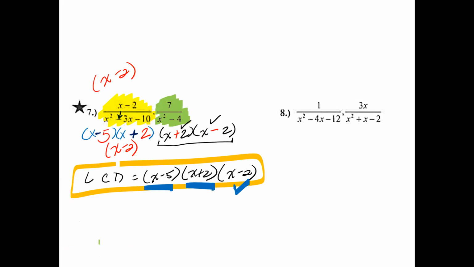Now let's take a look at my green fraction. In my green fraction, I have an x minus 2 right there, x plus 2, x plus 2. What am I missing? x minus 5. So then for my second fraction, I need to multiply by an x minus 5 top and bottom.